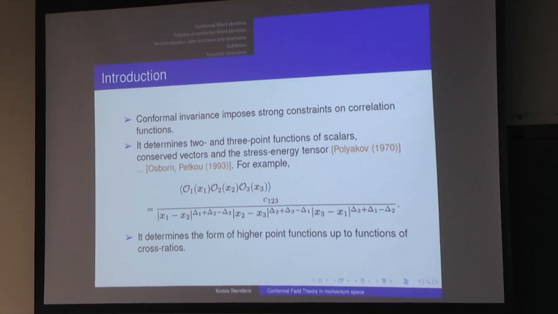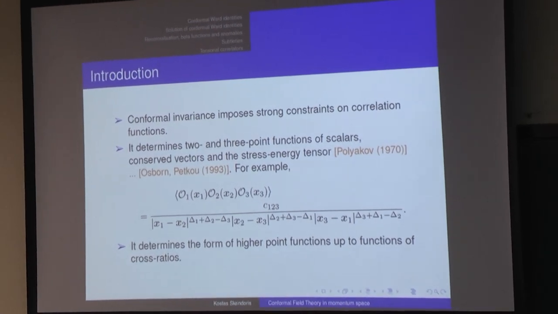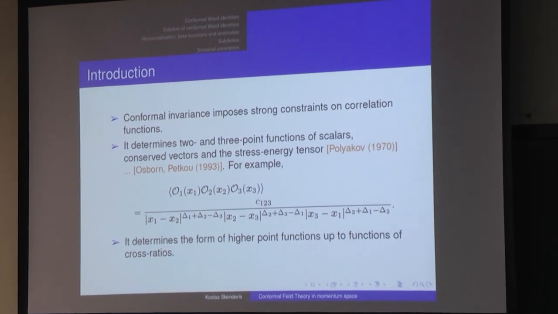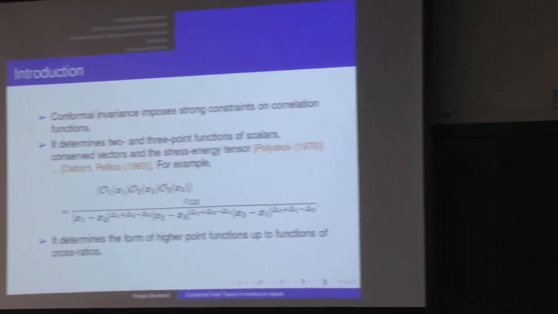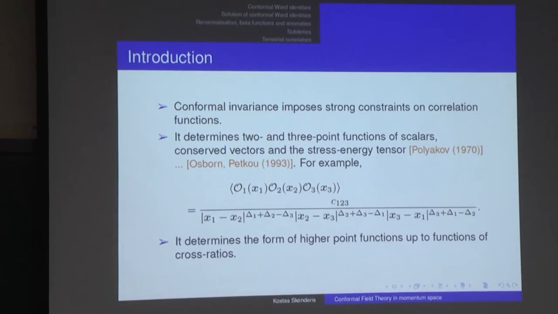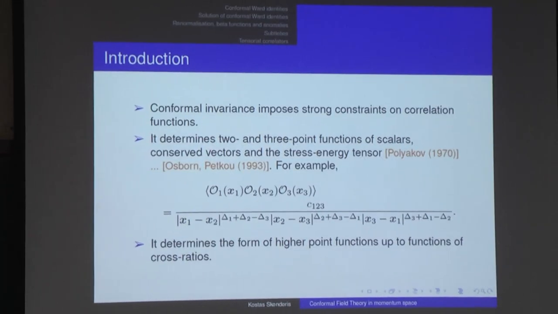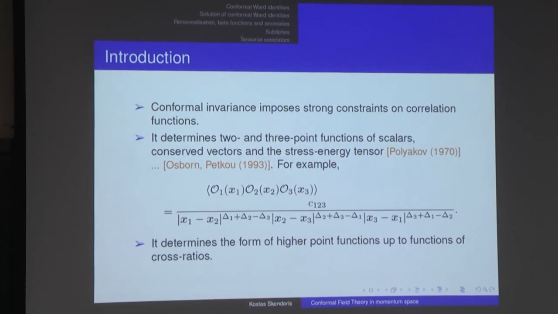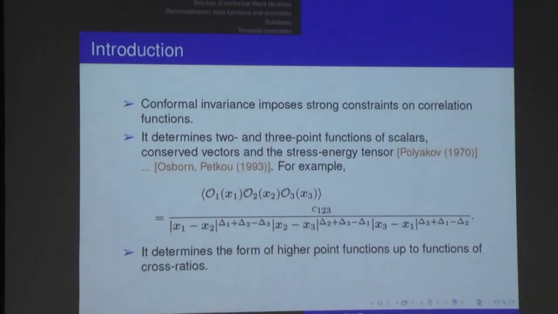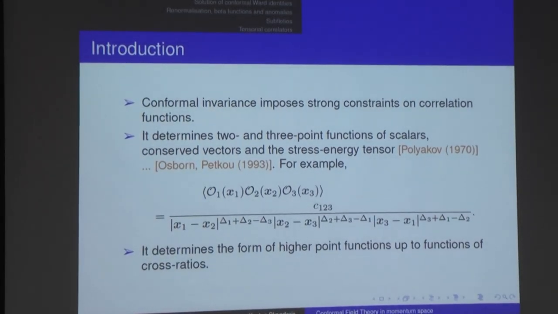It took about, I would say, 25 years for this to completely settle and for the constraints in position space to be understood. For example, for the 3 point function, if you have scaling dimensions delta 1, delta 2, and delta 3, then the 3 point function is fixed up to one constant.